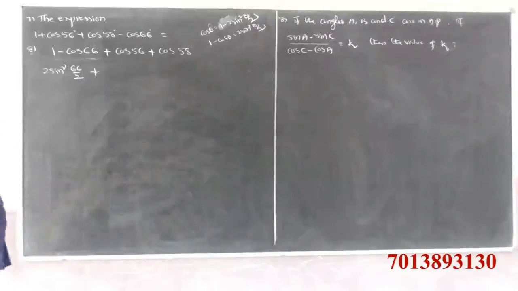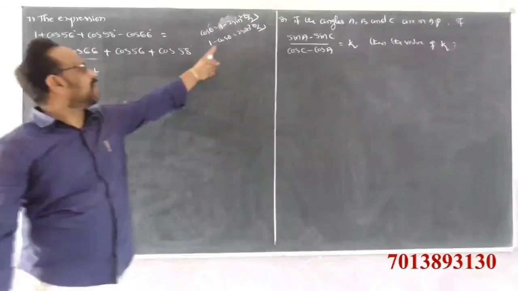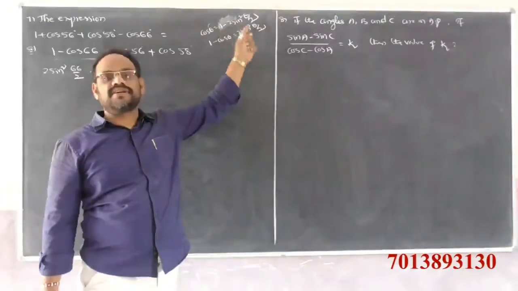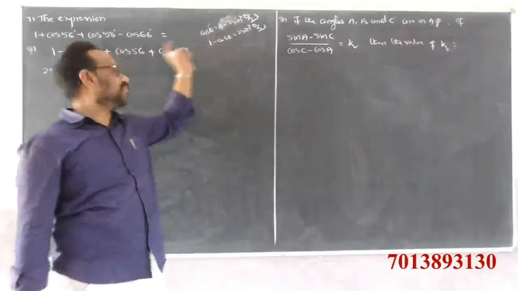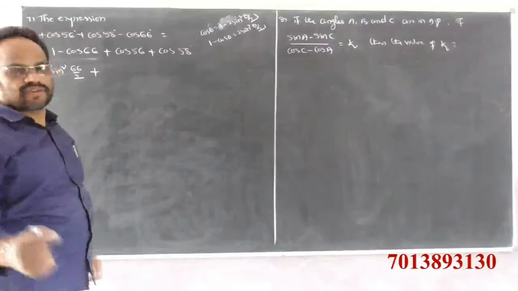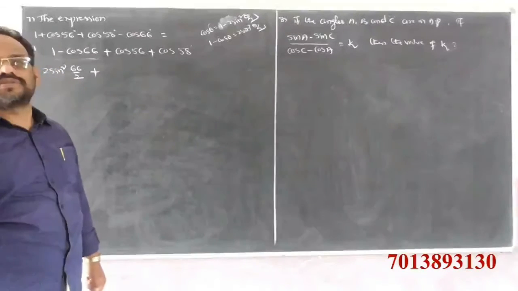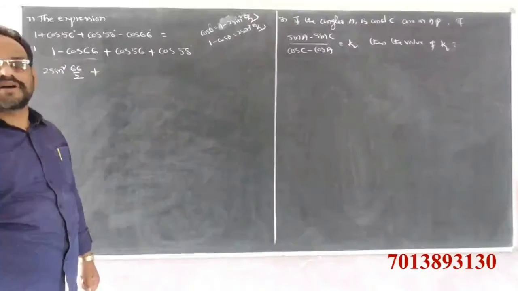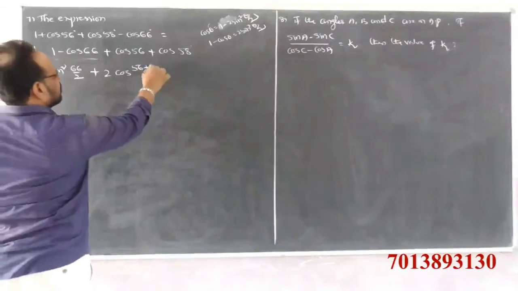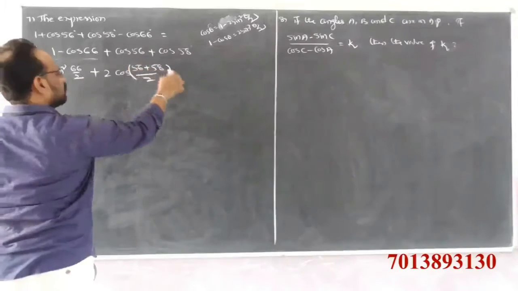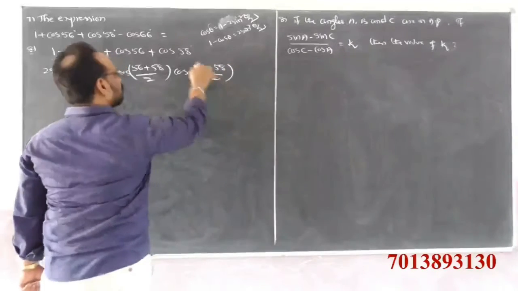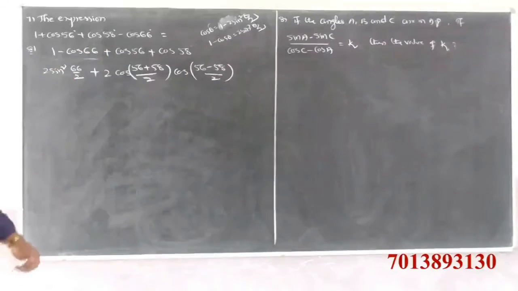That is 66, right? 1 minus cos 66, value how much? 2 sine square 66 by 2, plus cos c plus cos d. Cos c plus cos d is equals to how much? Cos c plus cos d is equals to 2 cos c plus d by 2 into cos c minus d by 2.